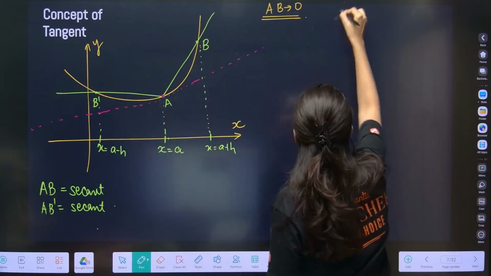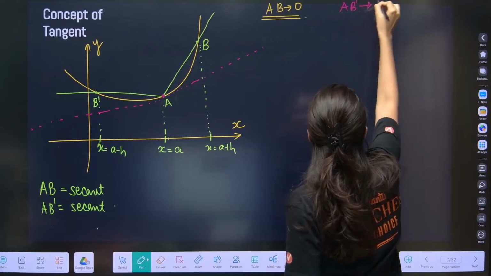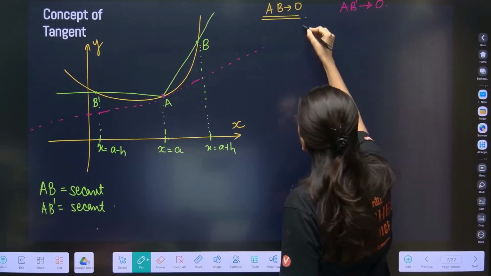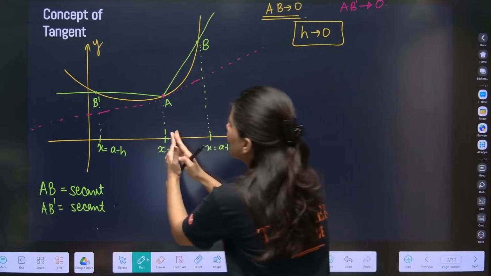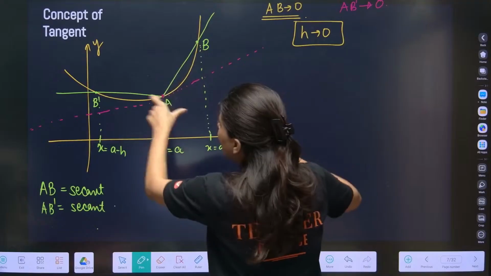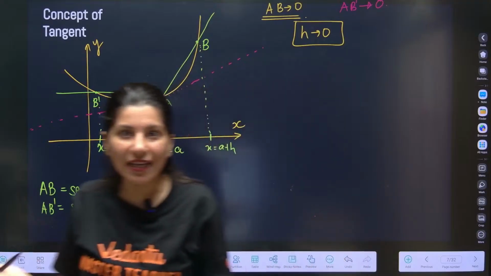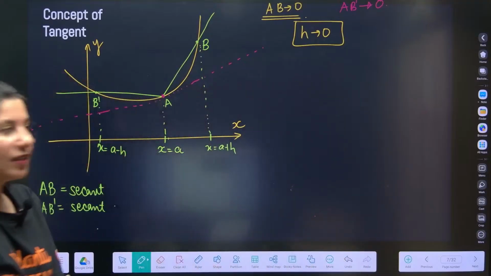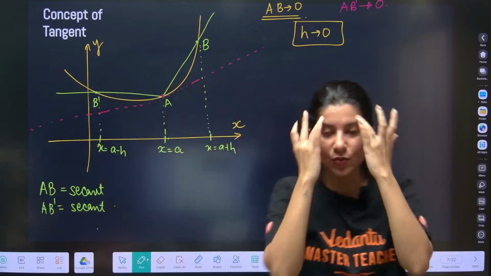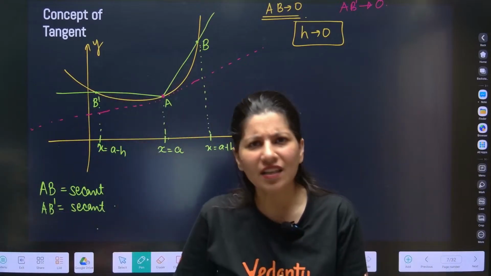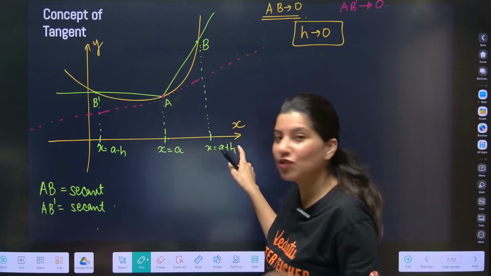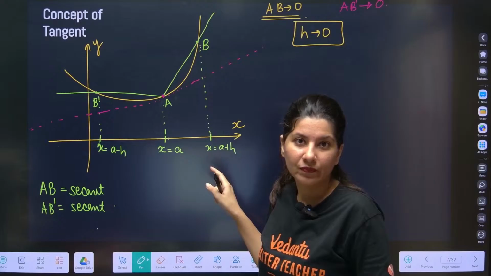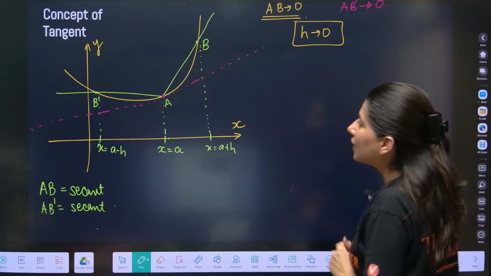So basically, AB dash and AB will become the same line. AB and AB dash both should tend to 0, because h also tends to 0. If h tends to 0, this will become close, and AB and AB dash will become the same line. Right or wrong? When will it become the same line? Think about it, ma'am. When you make this h absolutely 0.